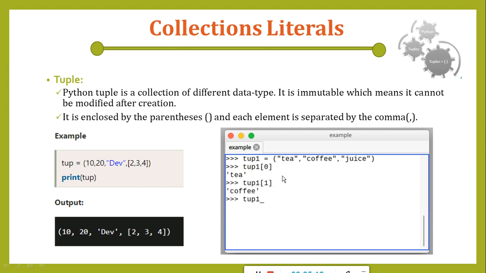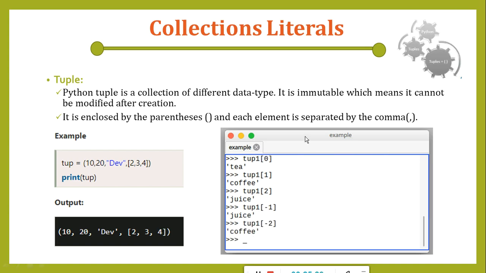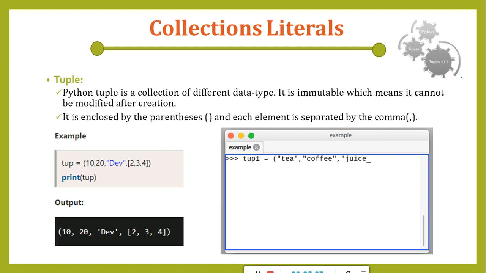At tuple1 of 1, what is the value? Coffee. At tuple1 of 2, what is the value? Juice. This is the way we access elements. Negative indexes are also available. 0, 1, 2 are the positive indexes, meaning the index starts from left to right. If we index from right to left, it is accessed like -1, -2, -3 onwards, so we can start accessing the elements from the end as well.